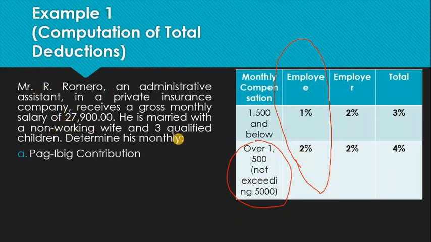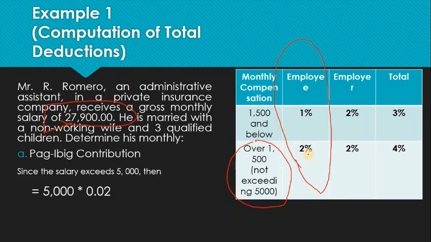Since the salary of Mr. Romero exceeds 5,000, because it is 27,900, we are going to base the computation of Mr. Romero's Pag-IBIG contribution on 5,000, or 2% of 5,000. Since the salary exceeds 5,000, then 5,000 times 0.02, which is the employee share of 2%, is 100. So the contribution of Mr. Romero to Pag-IBIG is 100. Automatically, for Pag-IBIG, if the salary exceeds 5,000, the contribution is 100.